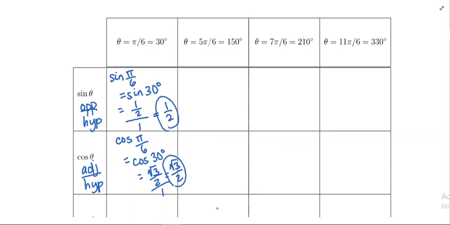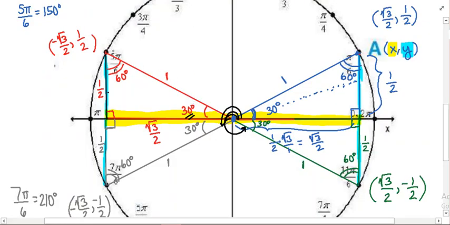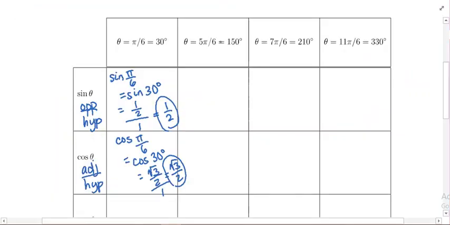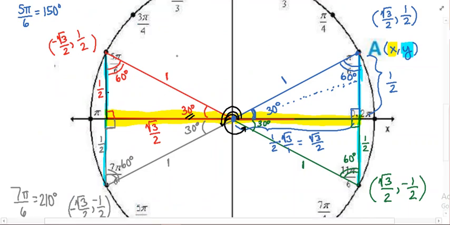Let's jump over to 5 pi over 6, which is 150 degrees. So let's go pay a visit. Here's the point on the unit circle for 5 pi over 6, or 150 degrees. And again, we are going to start off trying to compute the sine of 5 pi over 6, which is the same thing as the sine of 150 degrees. We worked on page 4 to establish the coordinates on the unit circle at this angle, and these are the coordinates we came up with.